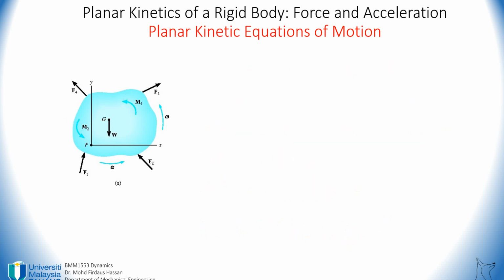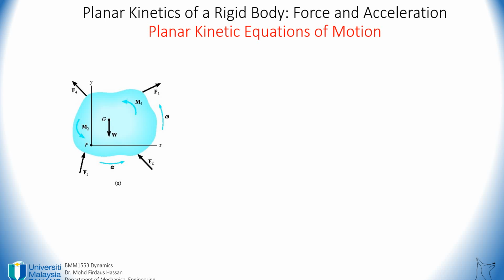And then for the equation of rotational motion, we are talking about rotational motion. What is the equation involved? For any problem, they can be combined. You have to use both the equation of rotational motion and the equation of translational motion to solve the problem.